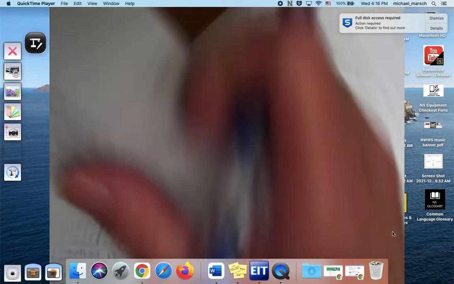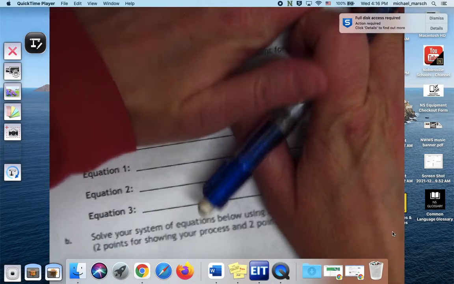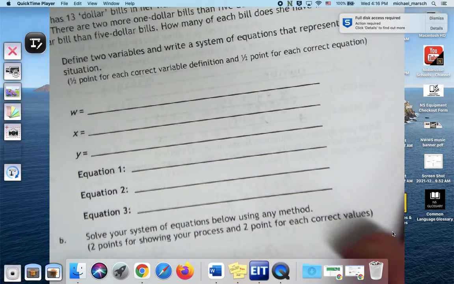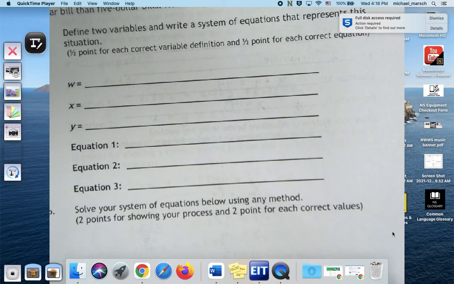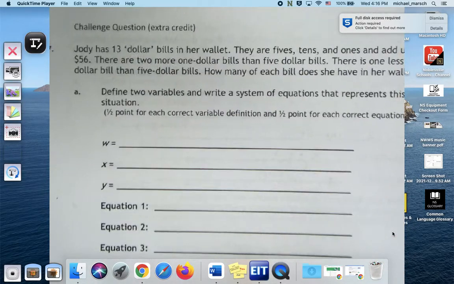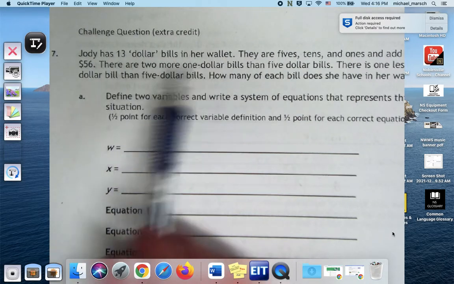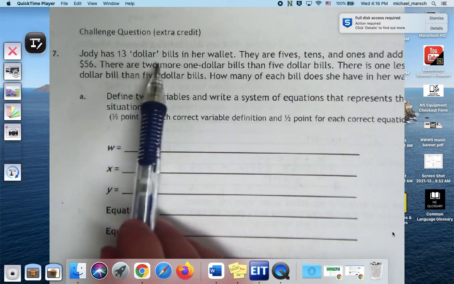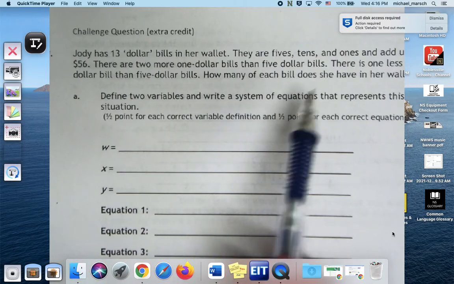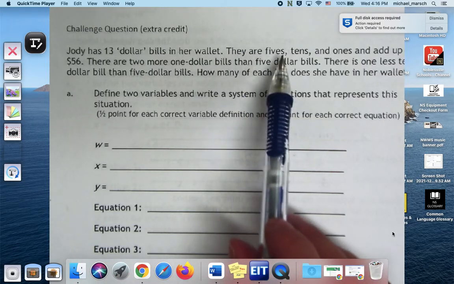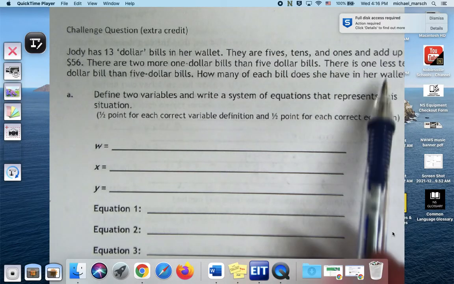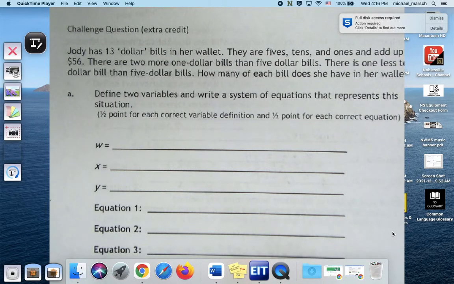Okay, time for the challenge problem. Whew. Okay, let's see if I can remember how to do this one because, you know, it's challenging for everybody. So Jody has 13 bills in her wallet. So we're not $1 bills, just dollar bills. They are 5s, 10s, and 1s. So some of them are $5, some of them are 10s, some of them are 1s. And they add up to $56.